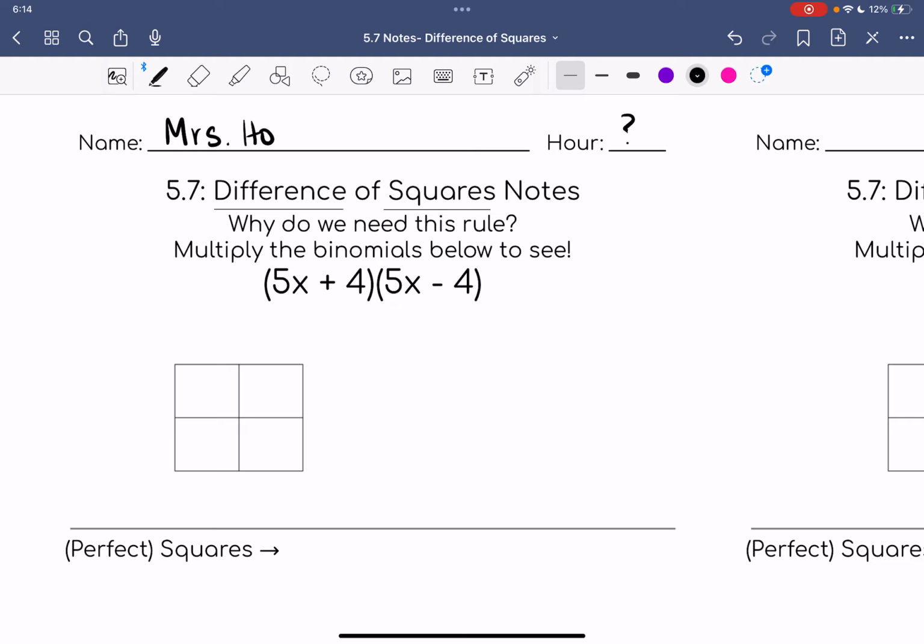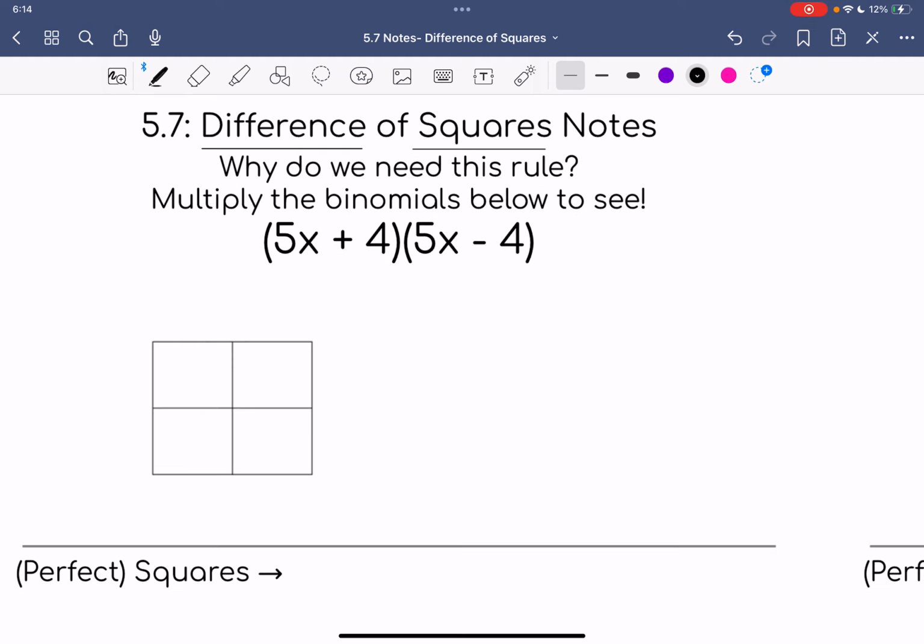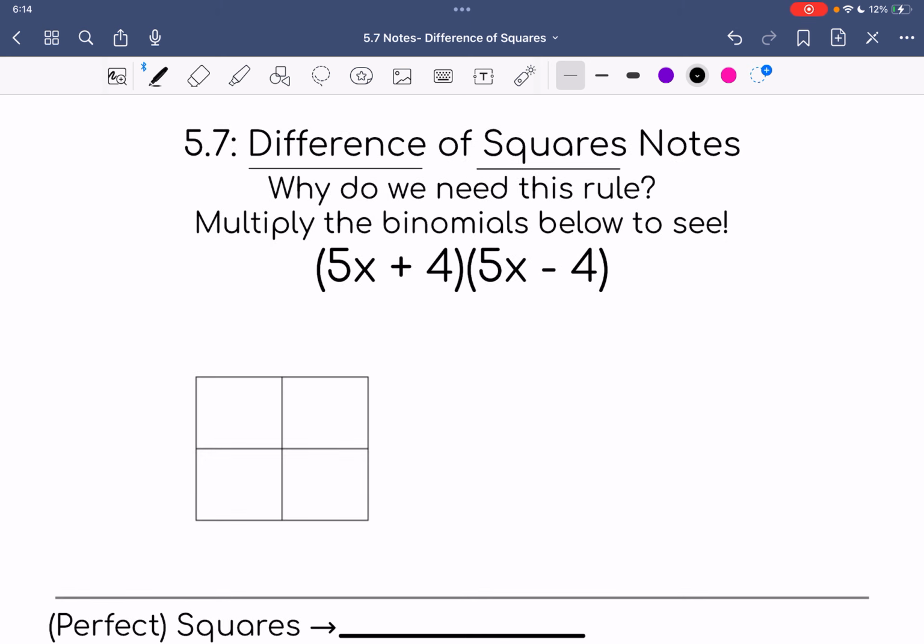The first thing we're going to look at is why we need this rule, why it is relevant to us. We're going to do that by multiplying out this binomial, 5x plus 4 times 5x minus 4. I'm going to throw this on our 2x2 box that we learned about in 5.4, and let's multiply this out.